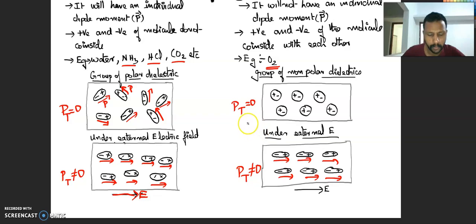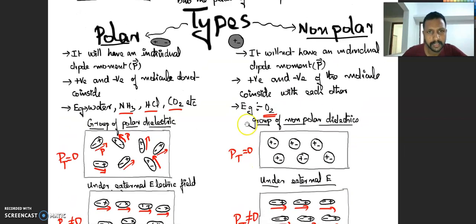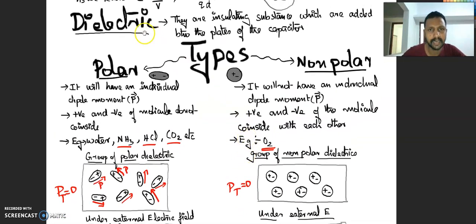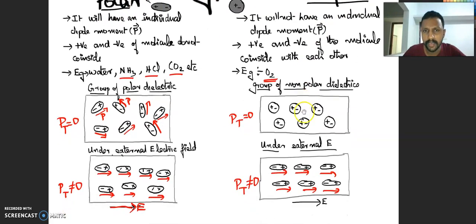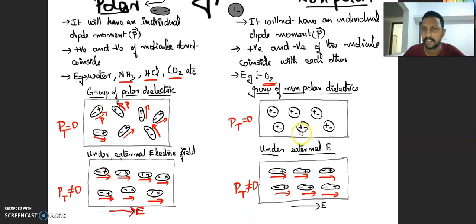Okay, therefore now we know what a dielectric is. Dielectrics are insulating substances which are added between the plates of the capacitor, and the classification of dielectrics is polar dielectric and non-polar dielectric. Why are we adding dielectrics into the capacitor? It is in order to increase the capacitance of a capacitor. Okay.